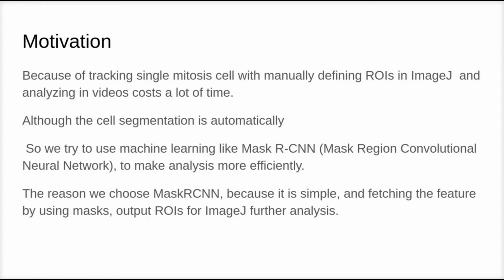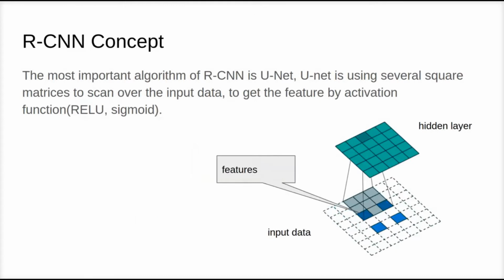The motivation is that tracking a single mitosis cell costs a lot of time, so we choose to use cell segmentation to operate it automatically. The algorithm we choose is MaskRCNN, Mask Region Convolutional Neural Network, to make the analysis more efficient. We choose MaskRCNN because it is simple and it can capture the features by using masks of the region of interest in the image for further analysis.